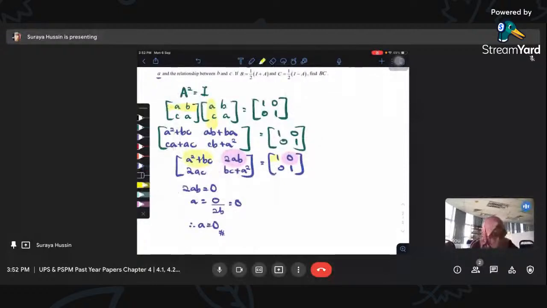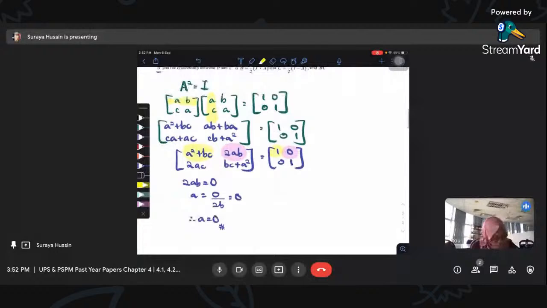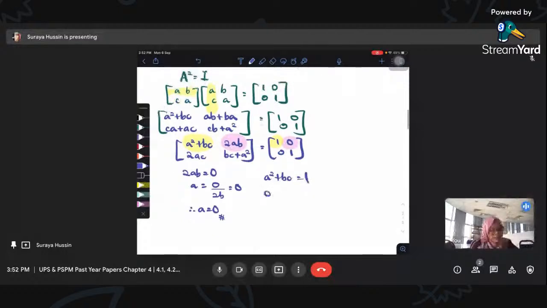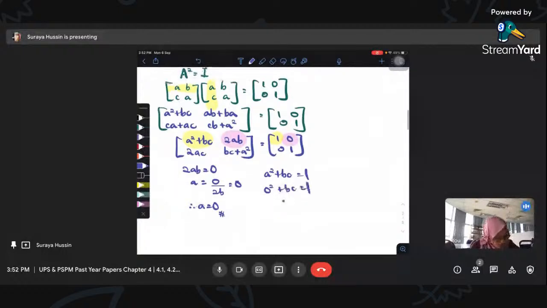Okay, let's do B. B is A squared plus BC is equals to 1. You know that your A is 0. 0 squared is still 0. Plus BC is equals to 1. Therefore, your BC is equals to 1. Done. That is what is called the relationship of B and C.